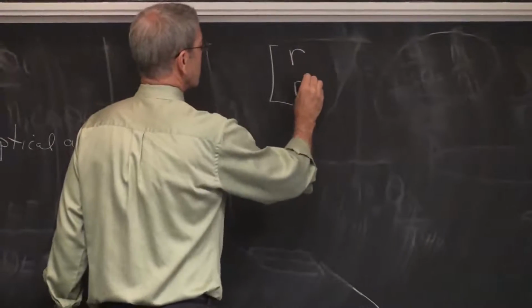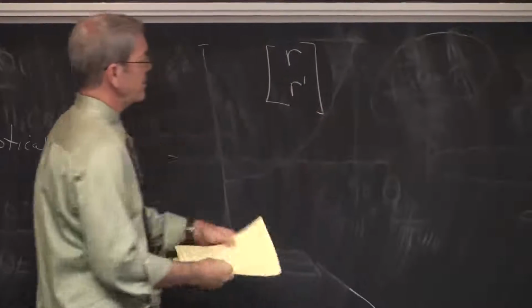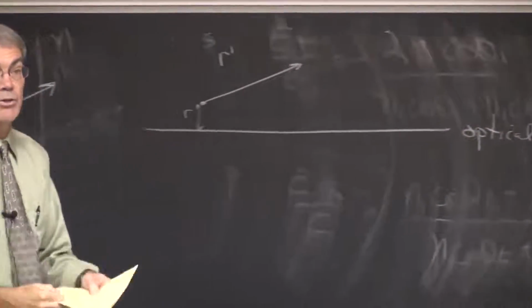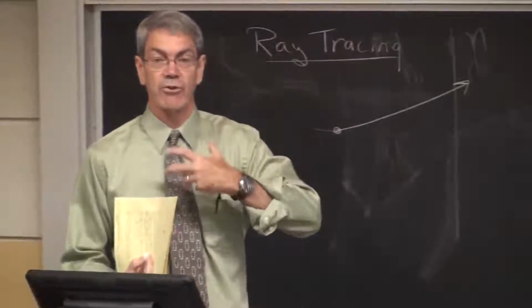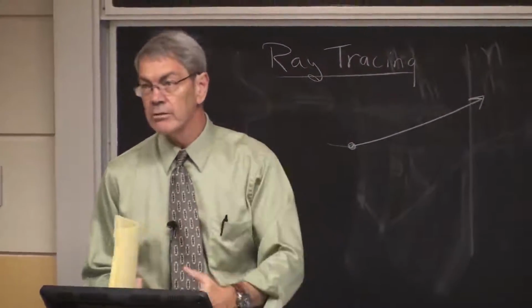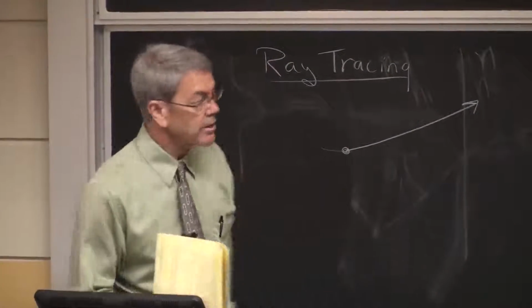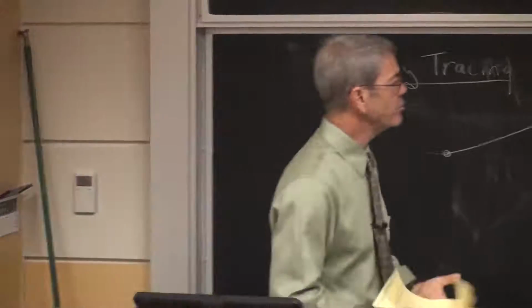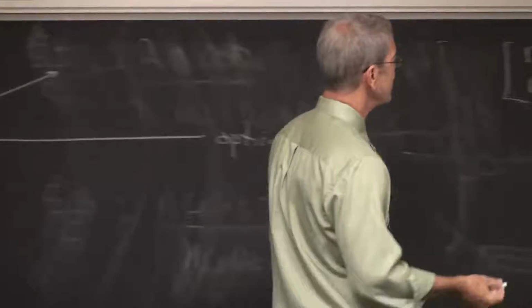R prime. And that defines the ray. Now, I'm going to try and develop some techniques for evolving that ray through a lens, off a mirror, translating in free space, that kind of stuff. So we're going to develop some matrices which describe this. And these matrices are called the ABCD matrix.